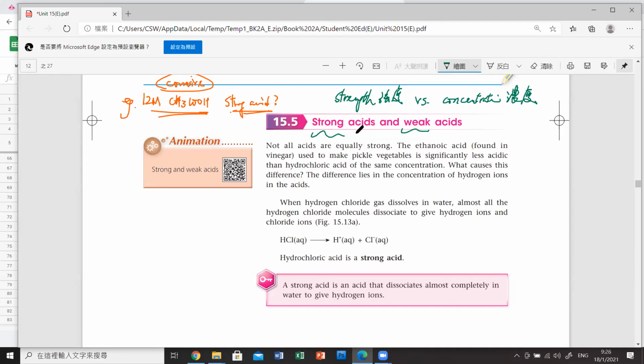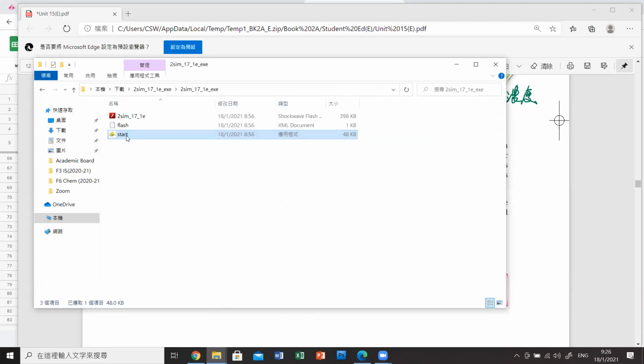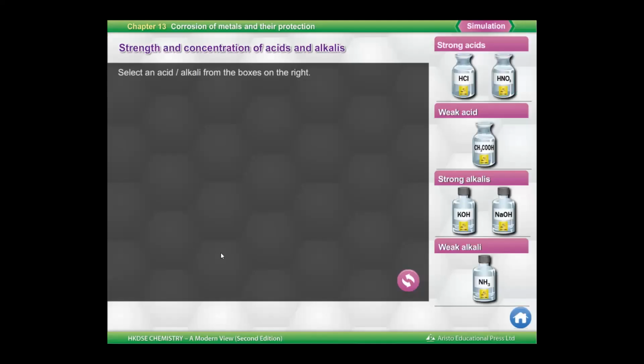But what makes a difference, and I would like to show you animations now. And please read the animations and try to describe for me what is the difference between them. Now, first of all, I would show you a strong acid, weak acid, right? To give you an example. For example, HCl. Do you see that? Do you see this? Okay.